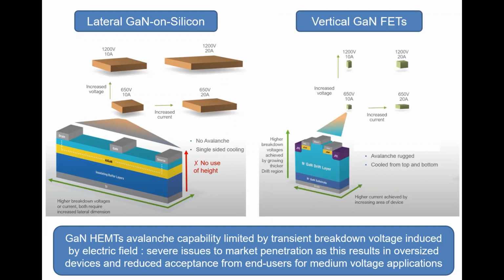Okay, so this is not the case for vertical, on paper at least, because for vertical, the breakdown depends on the drift layer thickness, so you don't need to increase the footprint, as in silicon carbide and silicon technology. Devices remain small for high voltage, and on paper you should have avalanche because there is no real strong peak somewhere in the device if you manage edge termination and quality of the layers.